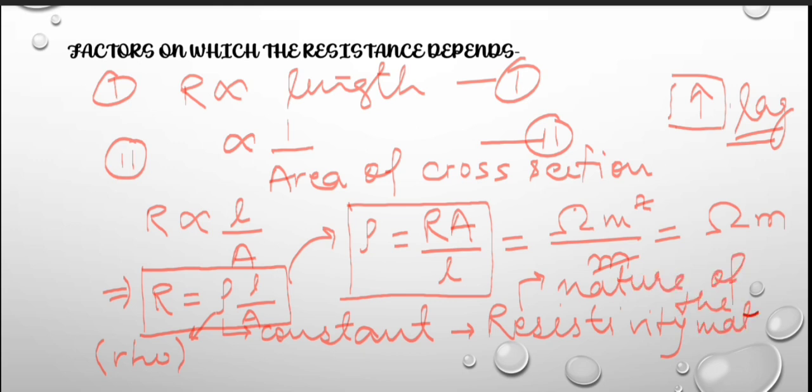Clear? This is the nature of the material. So we have discussed the third thing over here. First, it is directly proportional to length. Second, it is inversely proportional to the area of cross section. Third, it depends on the nature of the material. And fourth, it depends on the temperature. More will be the temperature, more will be the resistance. Lesser the temperature, less will be the resistance. Clear?